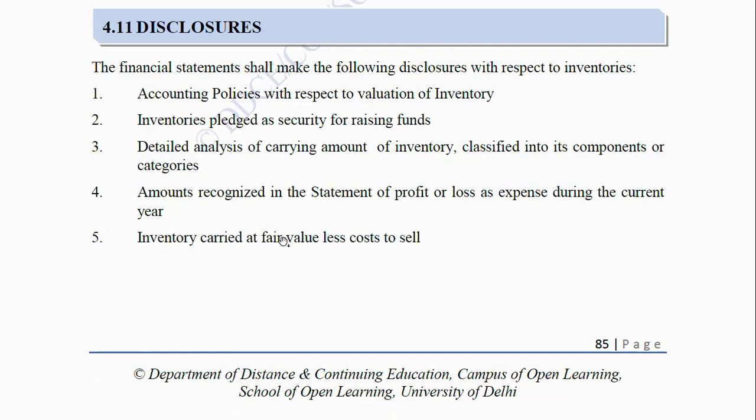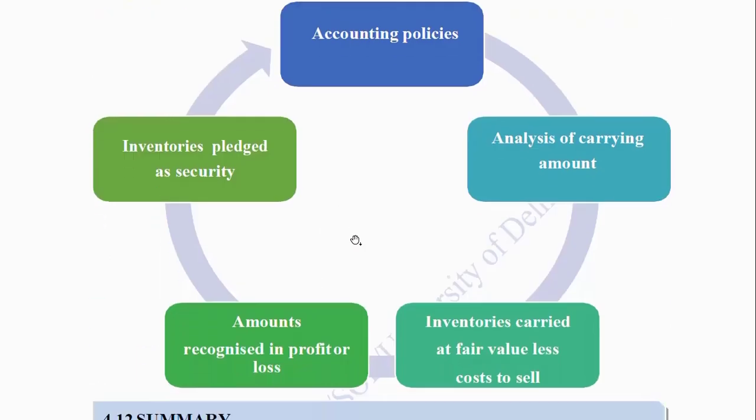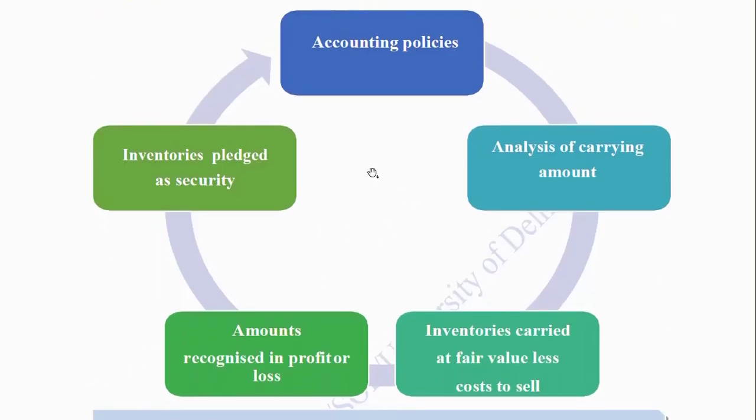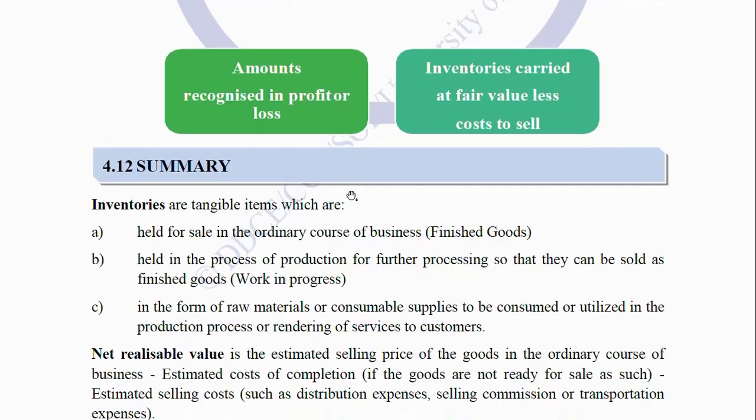recognized in statement of profit or loss as expense during the current year, inventory carried at fair value less cost to sell. So the disclosure can also be understood through the following figure: accounting policies, inventories pledged as security, amounts recognized in profit or loss, analysis of carrying amount, inventories carried at fair value less cost to sell.